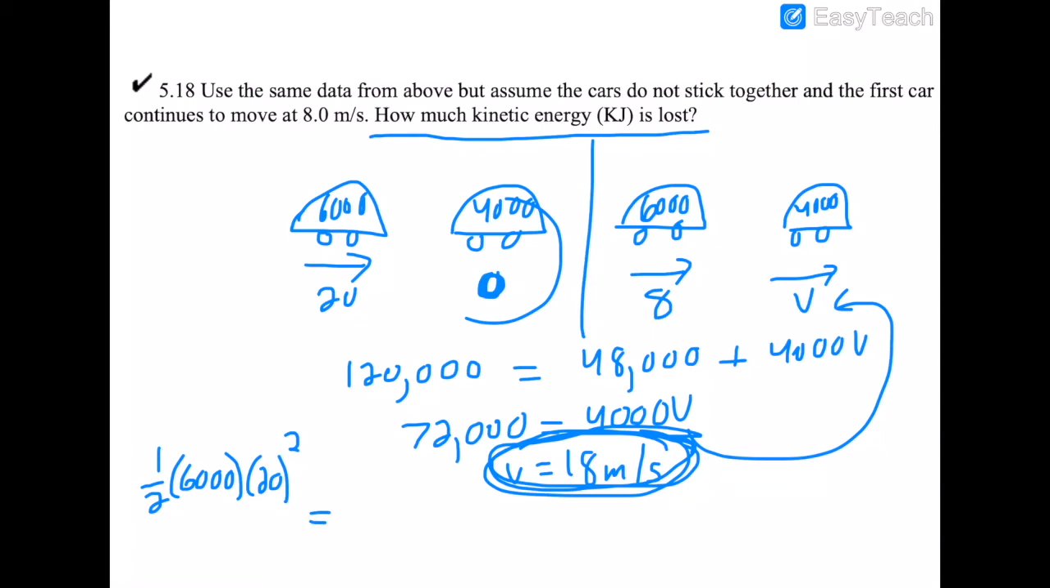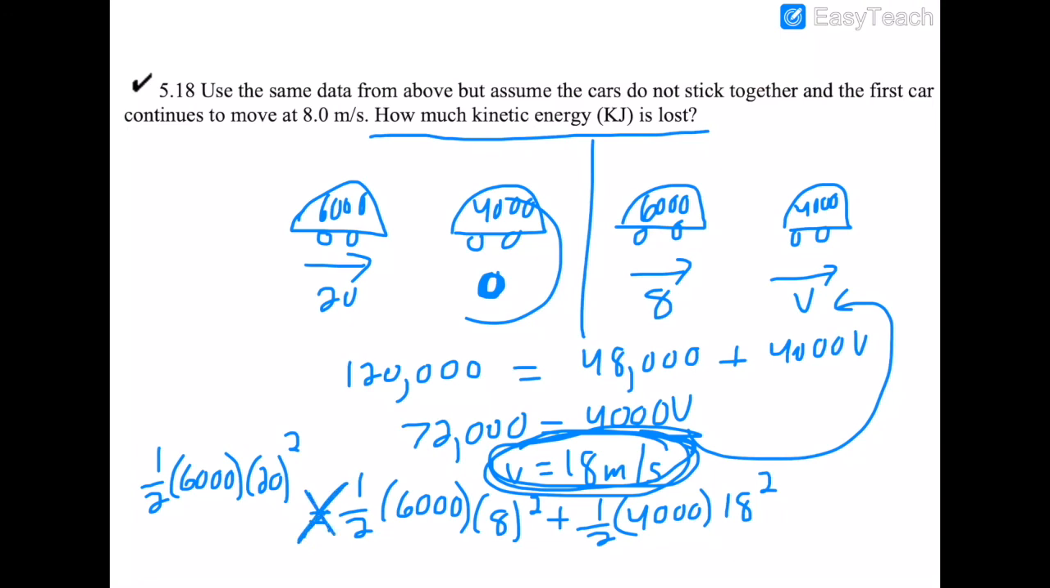So that should equal the kinetic energy of both cars afterwards. Afterwards you have 1/2 times 6,000 times 8 squared plus 1/2 times 4,000 times 18 squared. Okay, I made a mistake. This is inelastic, right? So this is not going to be equal. In fact, this is going to be greater than the kinetic energy afterwards. We are going to lose kinetic energy.